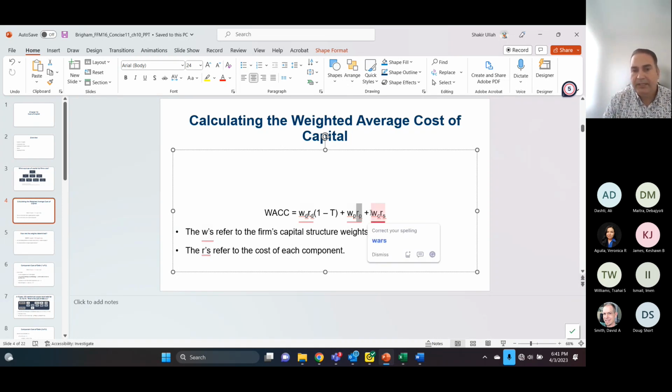And the third component is the equity. So WC is the weight of capital, and RS is the rate of stock, or you can call this the cost of equity. So when these two are multiplied, we get the equity component of the cost of capital. So these three components are included in the cost of capital. The debt component, this is what we call the after-tax cost of debt component, the preferred stock component, and the equity component. All right.